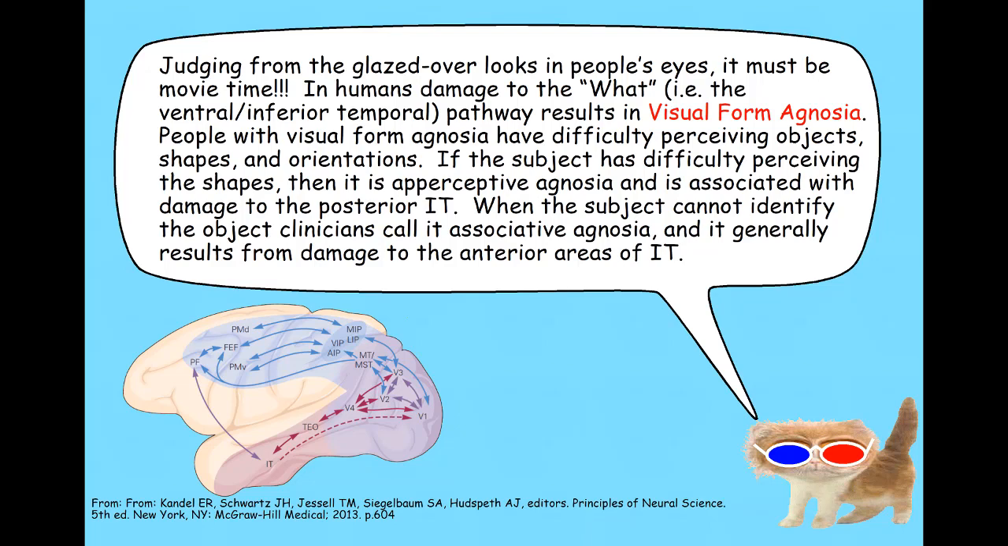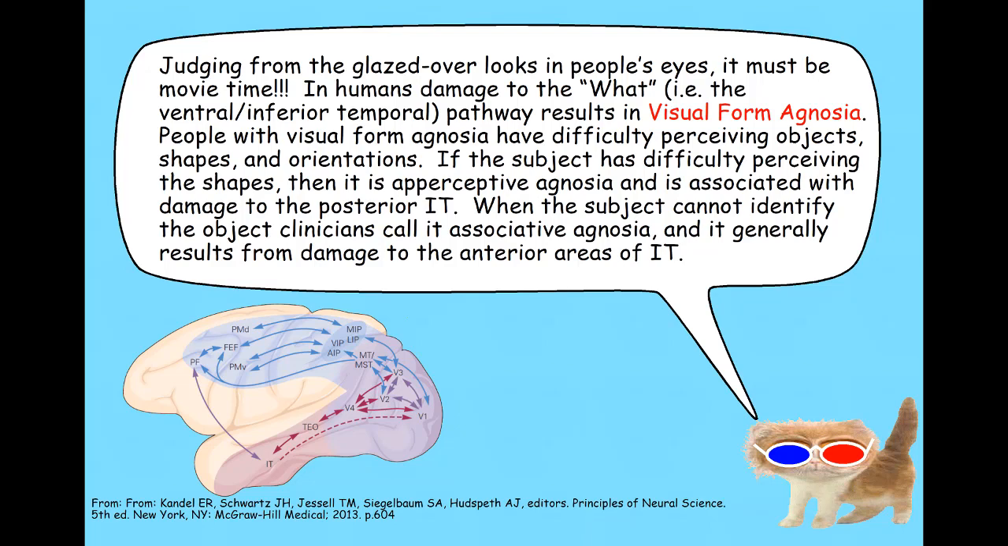Now, I've got a movie, a pretty old movie, that shows what happens when we have damage to this pathway, the what pathway. What we get is visual form agnosia. People with visual form agnosia have difficulty perceiving objects, shapes, and orientations. If the subject has difficulty perceiving the shapes, it's called apperceptive agnosia, and it's associated with damage to the posterior inferior temporal lobe.